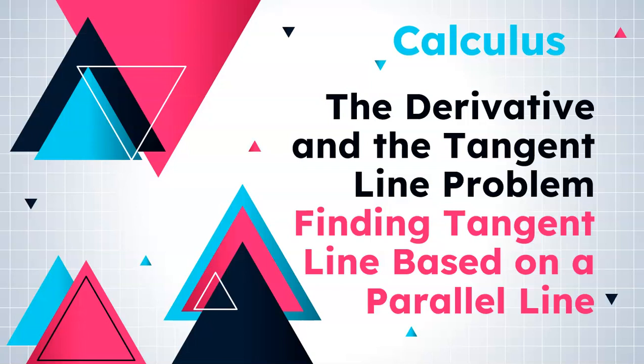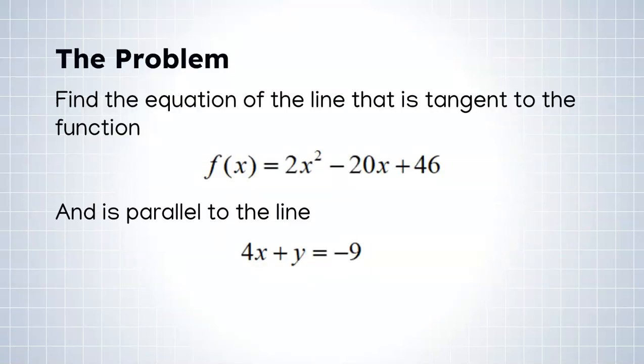All right, so here is the type of problem I'm talking about. Find the equation of the line that is tangent to the function 2x squared minus 20x plus 46 and is parallel to the line 4x plus y equals negative 9.